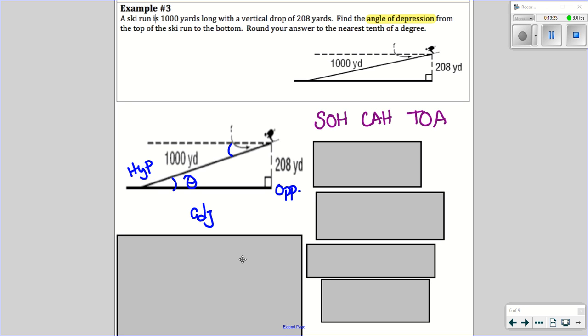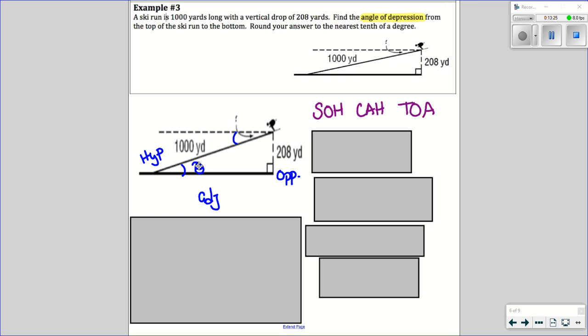So I already labeled it. This is the angle that we're looking for. This is the equivalent, congruent, hypotenuse. And the side closest to the angle is adjacent, and the one that's opposite, 208, is going to be our opposite. So let's look at what they gave us. They gave us the hypotenuse, which is 1,000, and the opposite, 208. We're looking at O and H. Which trig function? Sine. So we're using SOH.